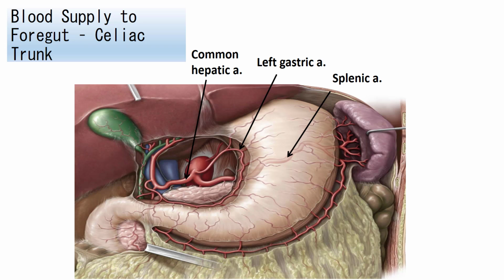In addition to the spleen, the splenic artery helps supply the stomach via short gastric arteries to the fundus and the left gastroepiploic artery to both surfaces of the greater curvature.